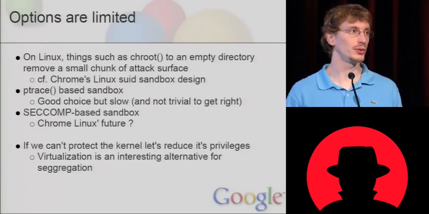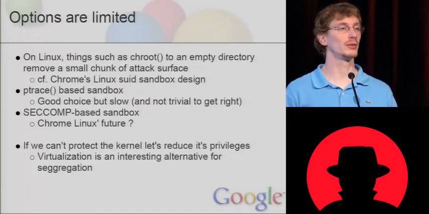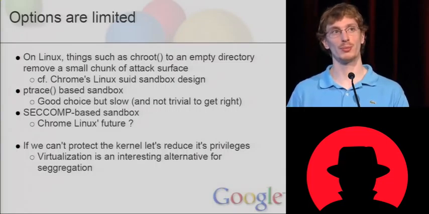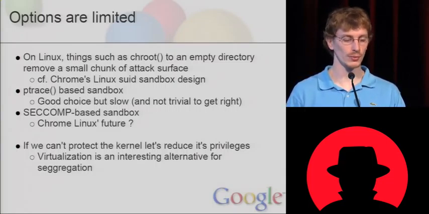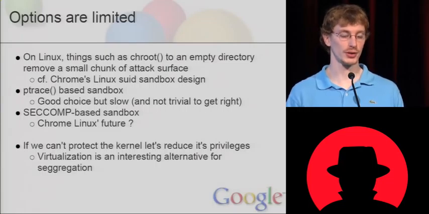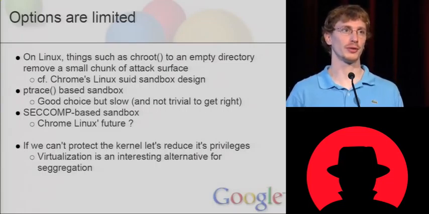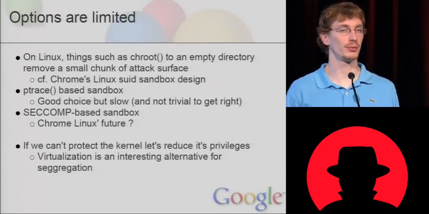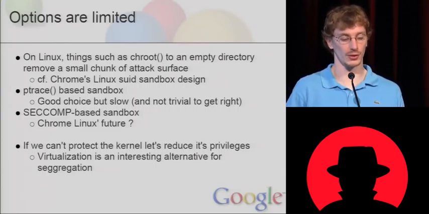The idea is to use ptrace to be notified whenever an untrusted process will perform a system call. So this can be a good choice. Unfortunately, of course, it's slow, but otherwise for security it can be a good choice. But it's very hard to get right because ptrace was not designed for this at all.